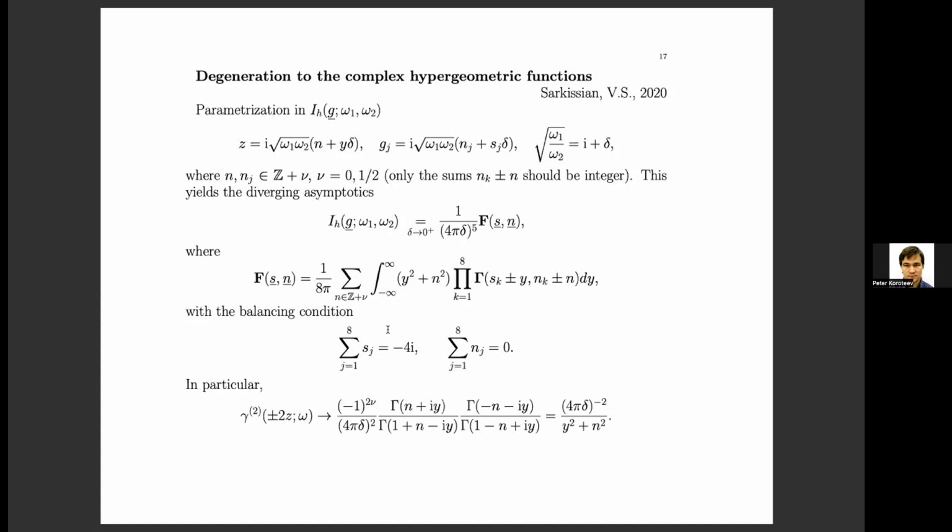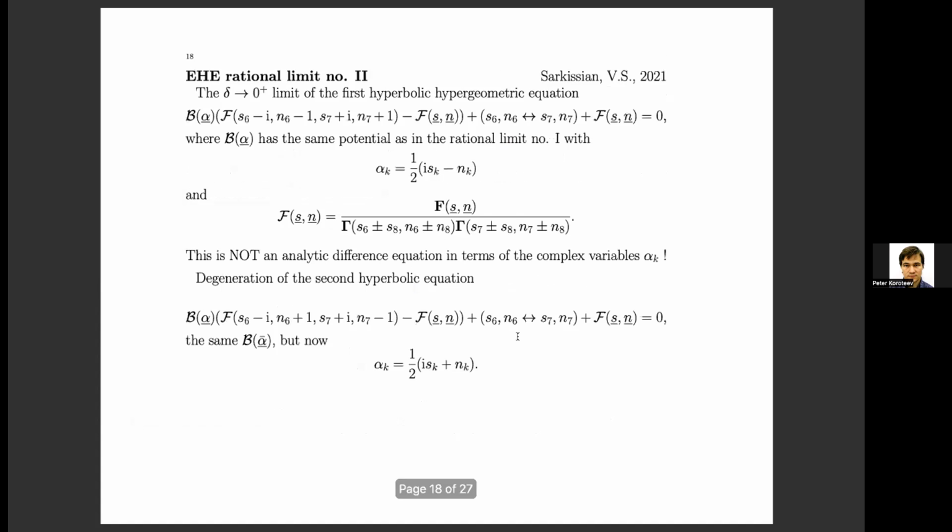And the important thing is that we now have two balancing conditions, separately for the continuous variables, which enter here as subleading asymptotics, and for the integers, which enter here in this parameterization. And so here's the result: the integral definition, the balancing condition, and the equation. So here's what happens. From the analytic difference equation of the second order, you now get the recurrence relation and the finite difference equation in different variables.